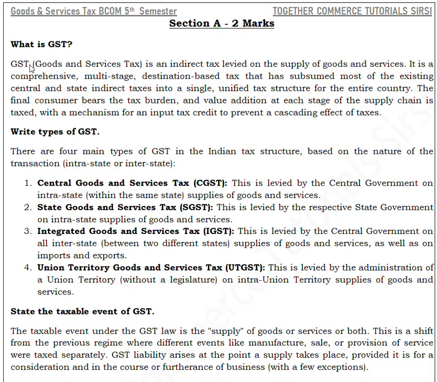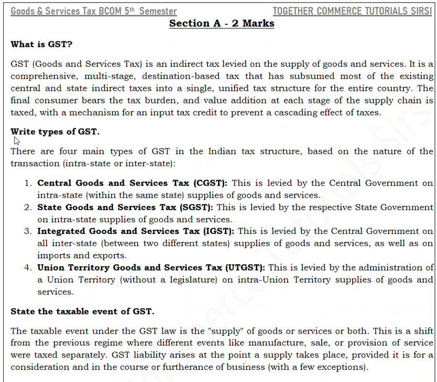GST, Goods and Services Tax, is an indirect tax levied on the supply of goods and services. It is a comprehensive multi-stage destination based tax that has subsumed most of the existing central and state indirect taxes into a single unified tax structure for the entire country. The final consumer bears the tax burden, and the value addition at each stage of the supply chain is taxed with a mechanism for an input tax credit to prevent a cascading effect of taxes.